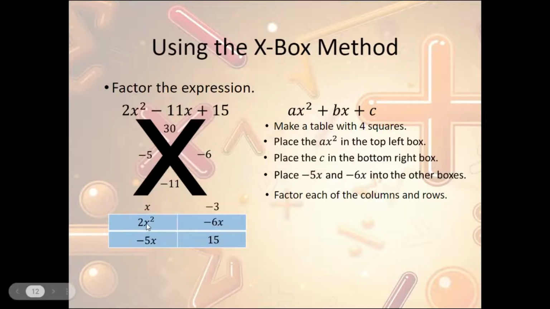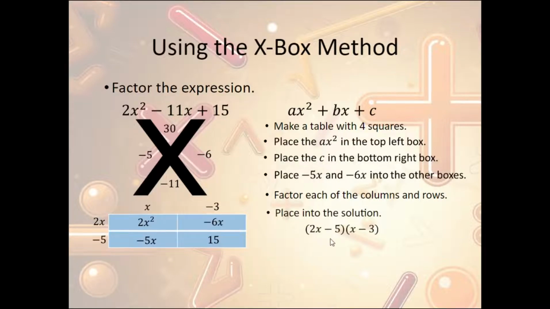Then here we have 2x squared minus 6x. Well, we have a 2x in common. And then 5x and 15 has a 5 in common. So we have x minus 3 and 2x minus 5. And we place those into our solution. So now we have 2x minus 5 and x minus 3 as our answer.